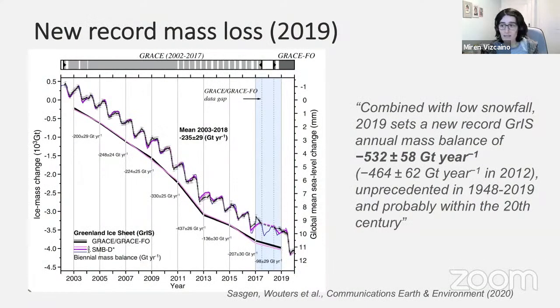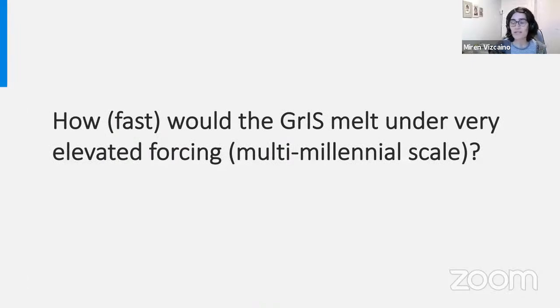Well, the motivation for this is that Greenland is giving us very bad news recently. We have a new record mass loss in 2019 after the previous record in 2012, so more than 1 millimeter per year of sea level rise in both years, only from the Greenland ice sheet. Okay, so the question is, how could Greenland evolve if we are very aggressively emitting, and how would the future be? How fast would things be?